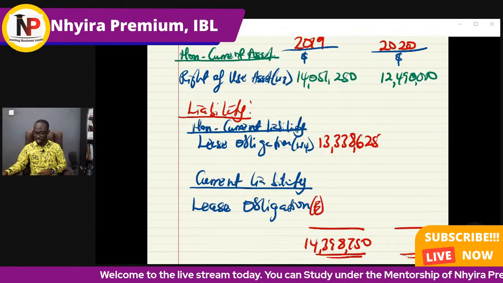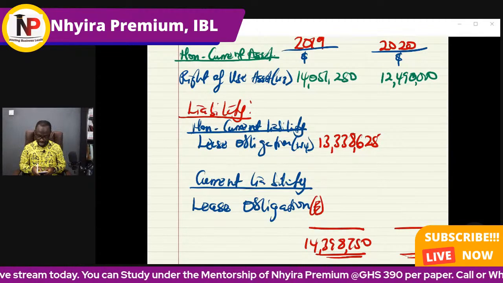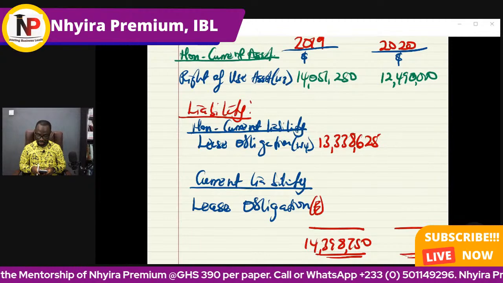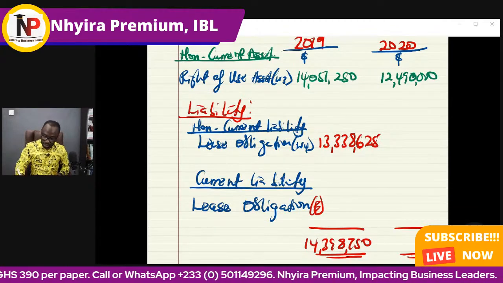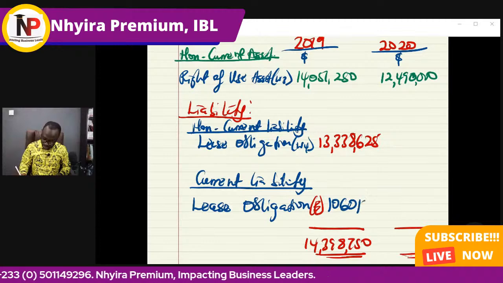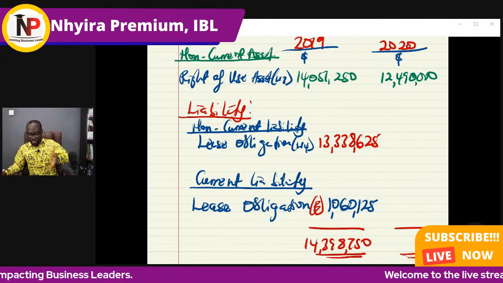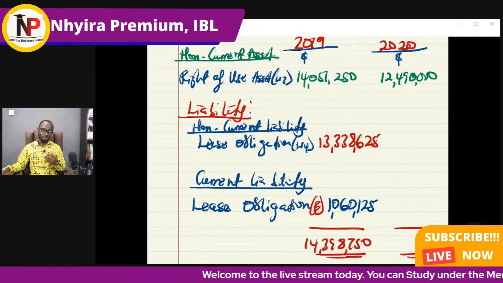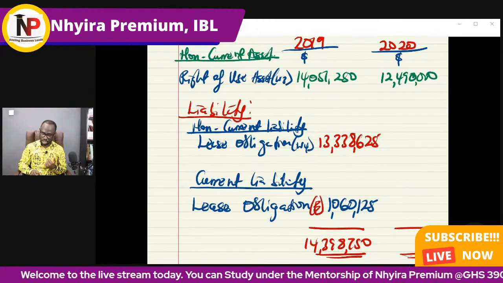The balancing figure. So let's see what we get. 14,398,750 minus 13,338,625. So I get 1,601,125. That is the split. That is the split in that case. And if you miss this particular split, that's where it becomes difficult.